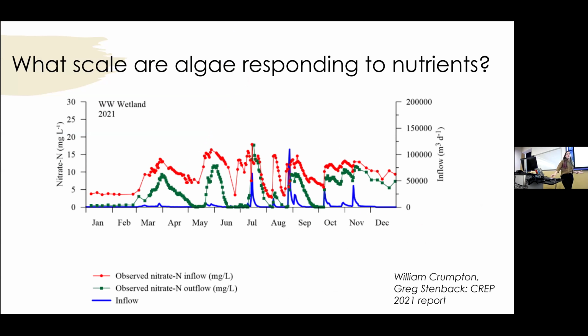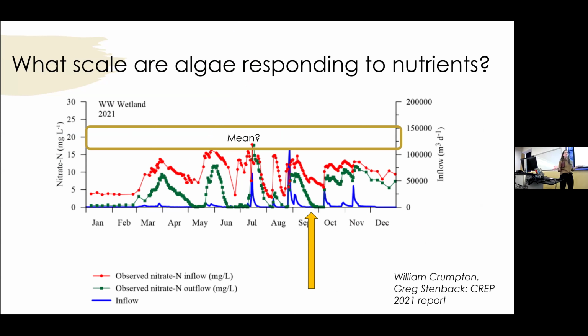So what scale is the algae responding to these nutrients? Let's say we sampled in late September. Does algae seem to be responding more to this spike of flow just a few weeks before? Or maybe this longer low flow period is impacting the growth more? Or maybe it's some kind of overall mean for wetland.